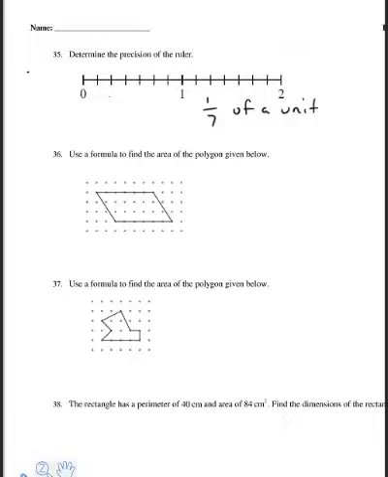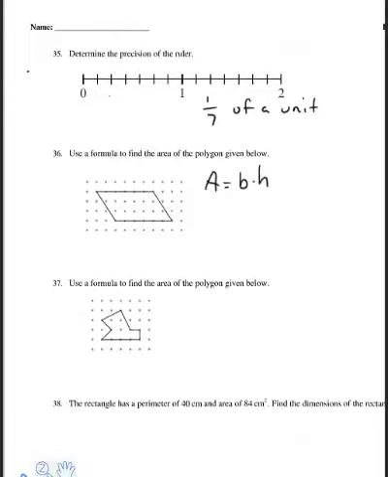Okay, use a formula to find the area of the polygon. Well, this is a parallelogram. Area is equal to base times the height. So 1, 2, 3, 4, 5, 6. The base is 6 units. The height is 3 units. So area equals 6 times 3, which is 18 square units.